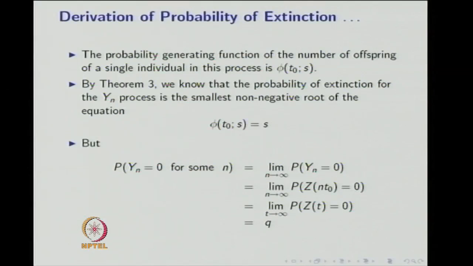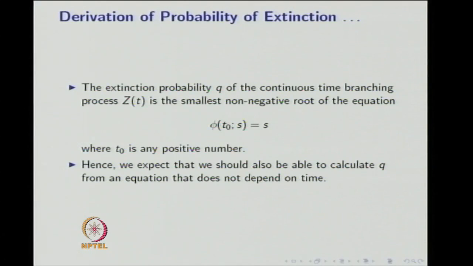But we know that the probability of Yₙ = 0 for some n is the same as the limit as n tends to infinity of the probability of Yₙ = 0, which is the same as the limit as n tends to infinity of the probability of Z(nt₀) = 0, but that is the same as the limit as t tends to infinity of the probability Z(t) = 0. By definition, this is nothing but q, the probability of extinction. Hence, the probability of extinction q of a continuous time branching process Z(t) is the smallest non-negative root of the equation ψ(t₀, s) = s.